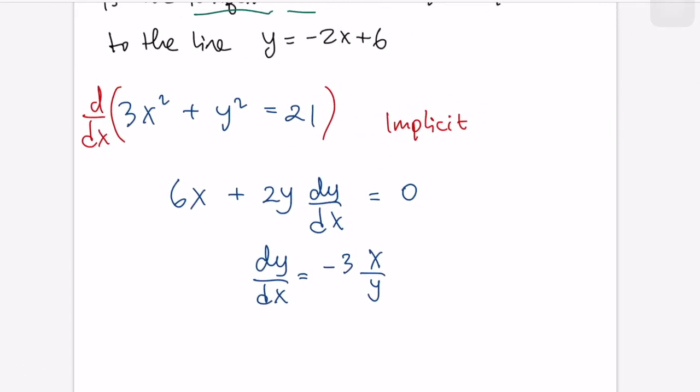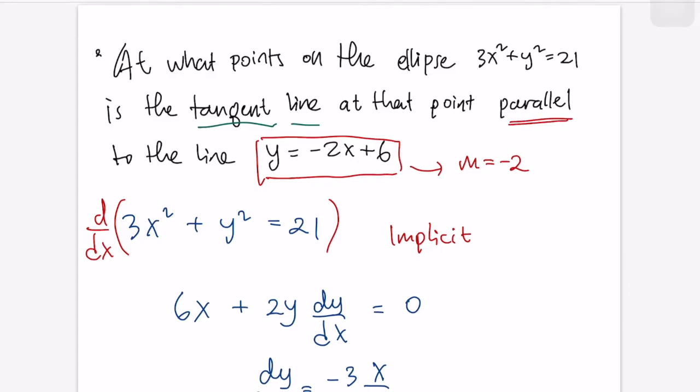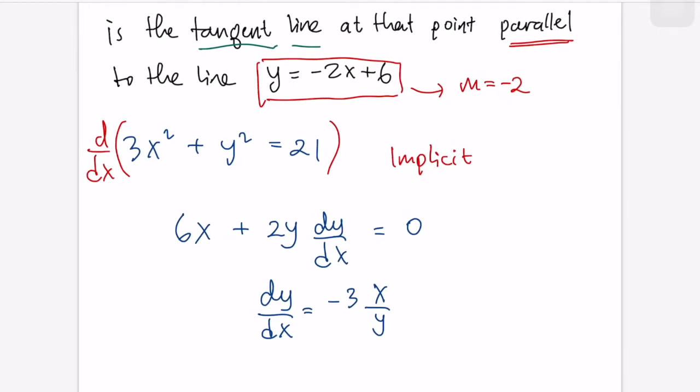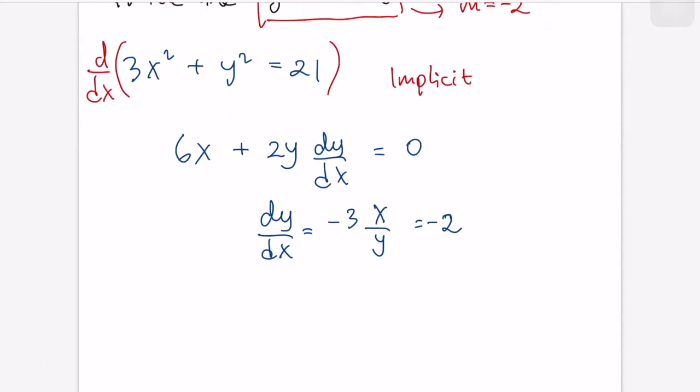Now we have this line, which has a slope of negative 2. And because it's parallel, we have the same slope. So this should be equal to negative 2. Simplifying this, we get 3x equals 2y, or y equals 3 over 2 x. And then how do we solve this?